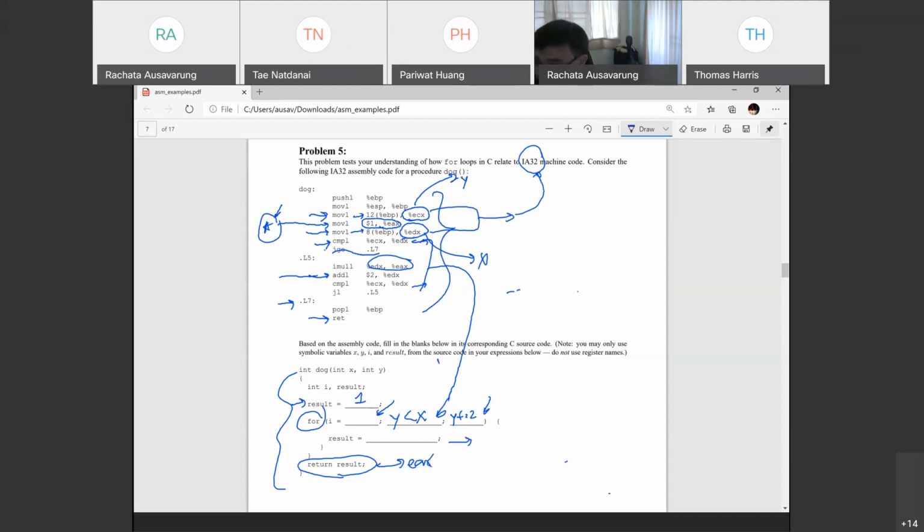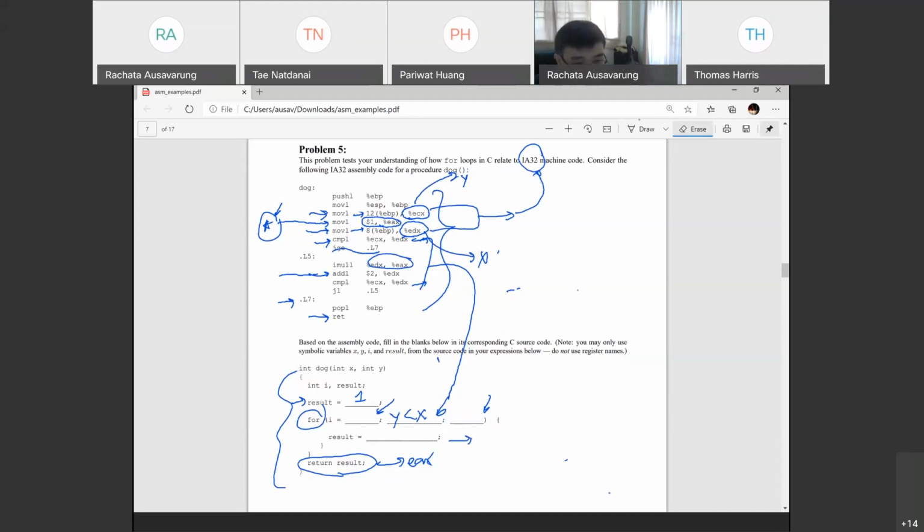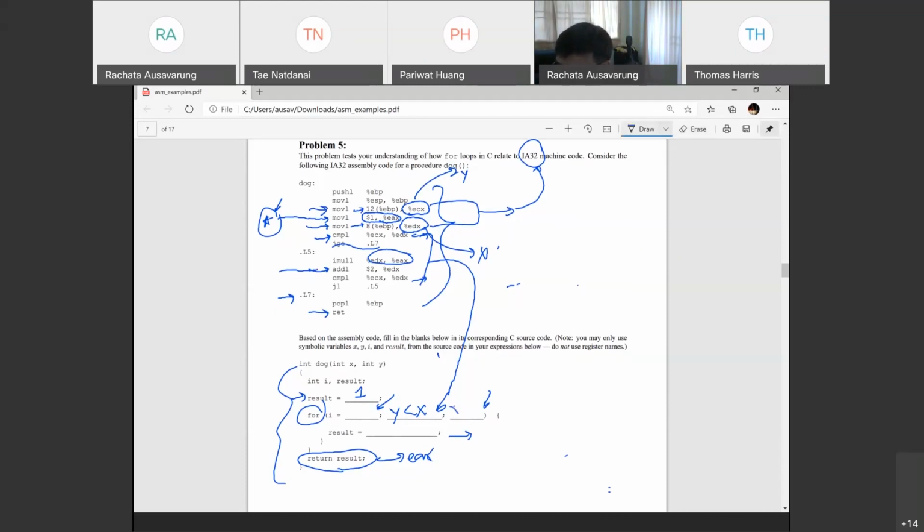EDX is x. Did I write it wrong? Yeah, EDX is x. Yep. Oh yeah, sorry. Let me erase it. This part, right? Okay, my bad. I got confused with EDX and ECX. Sorry, you were correct. EDX is x. So that should be x plus equal to.